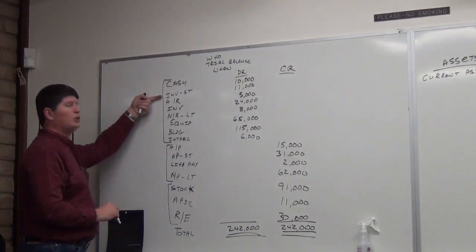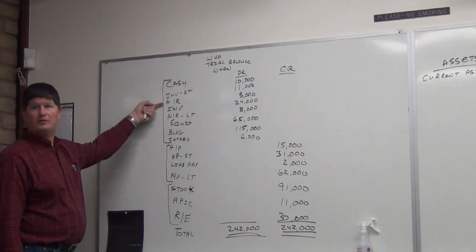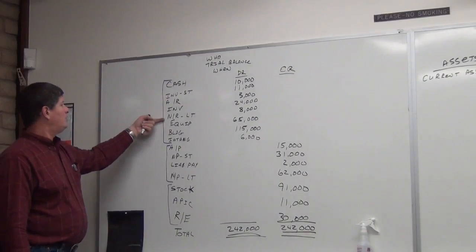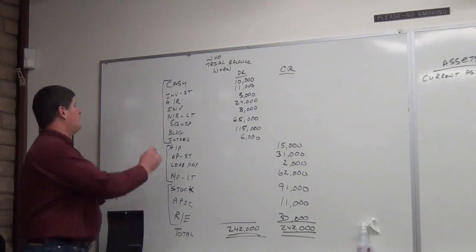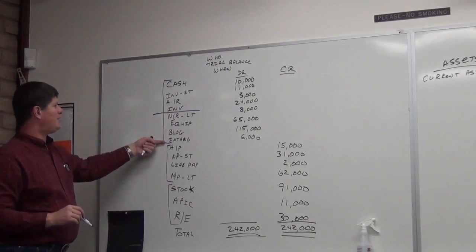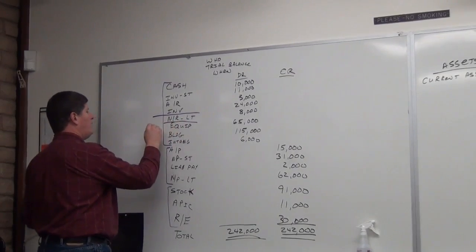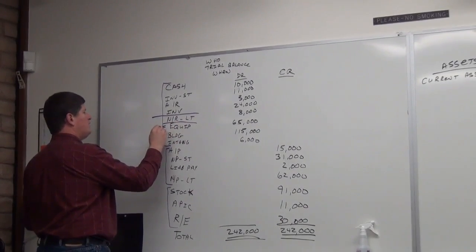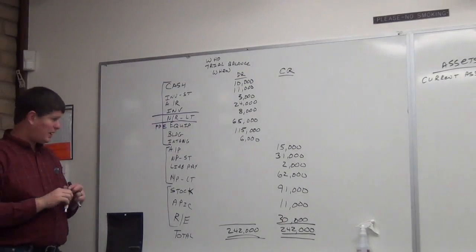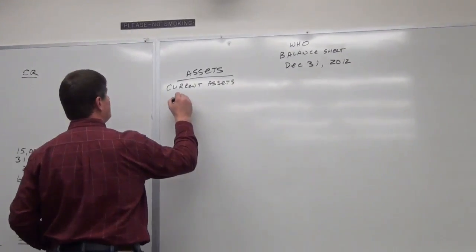So which ones are our current assets? Cash is current. Short-term investment is current. Accounts receivable is current because it's 30 days. Inventory is current. Note receivable long-term, not current. Equipment, building, and intangibles. Those are property, plant, and equipment, so they get their own category. Good? Okay.